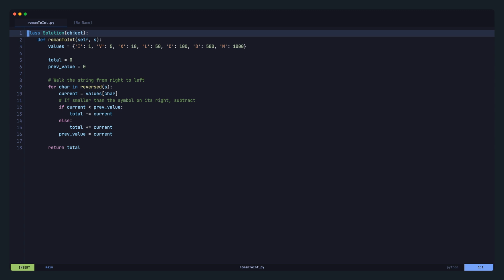And that's the move. When the rule depends on what's coming next, sometimes the cleanest fix is just to walk the other way.